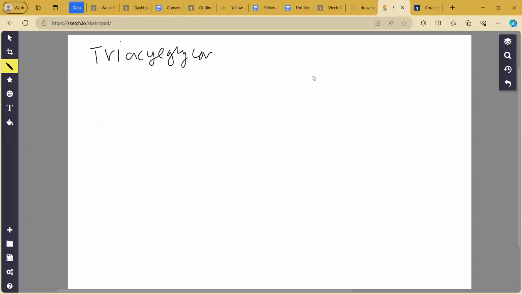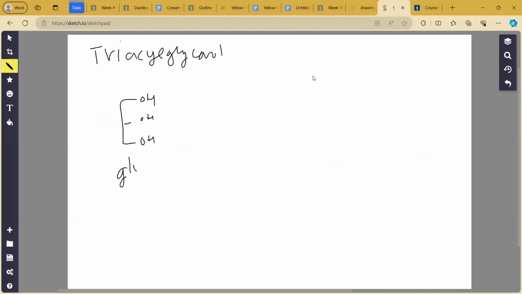I'm also writing with my finger, so that's why my handwriting is terrible, so I apologize. But triacylglycerols are another group of lipids. And the first thing that she will want you to know is what is glycerol. So glycerol is this E-shaped molecule that has 3 alcohols on it.